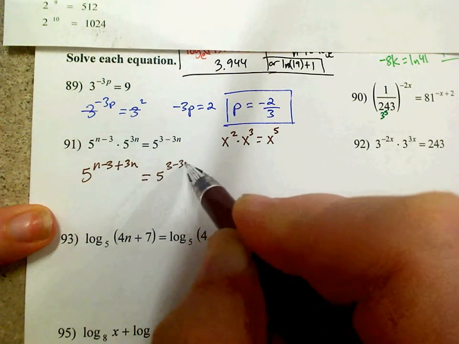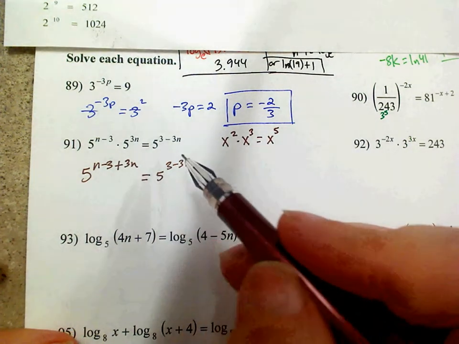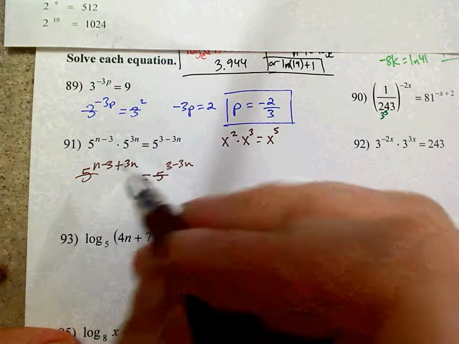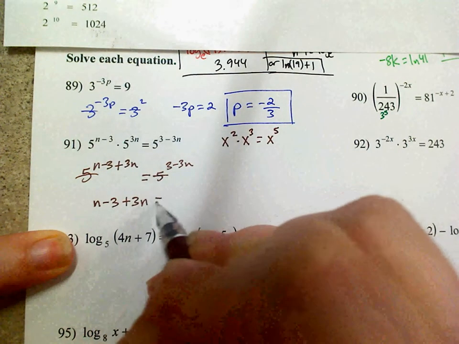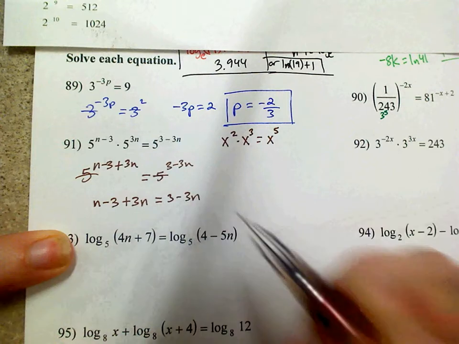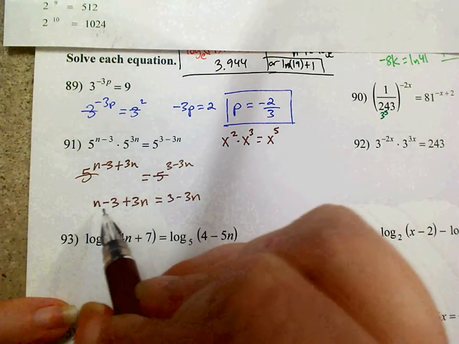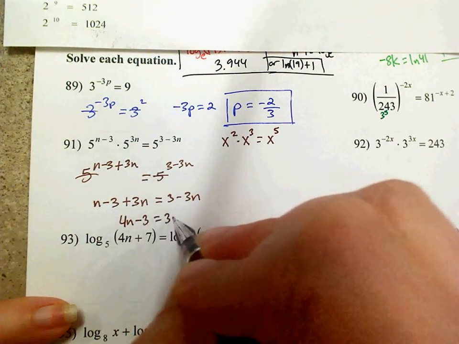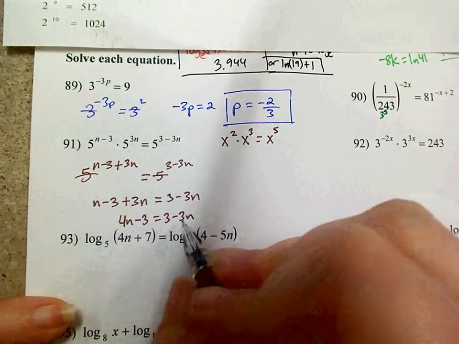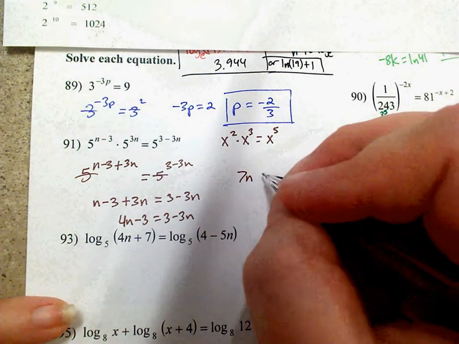So now I've got 5 to something equals 5 to something else. The 5's are already equivalent, so I'm really just solving n minus 3 plus 3n equals 3 minus 3n. And then I just combine like terms and solve. N plus 3n is 4n, so I've got 4n minus 3 equals 3 minus 3n. I'm going to add the 3n over and get 7n. I'm going to add 3 over and get 6, so n is going to equal 6/7.